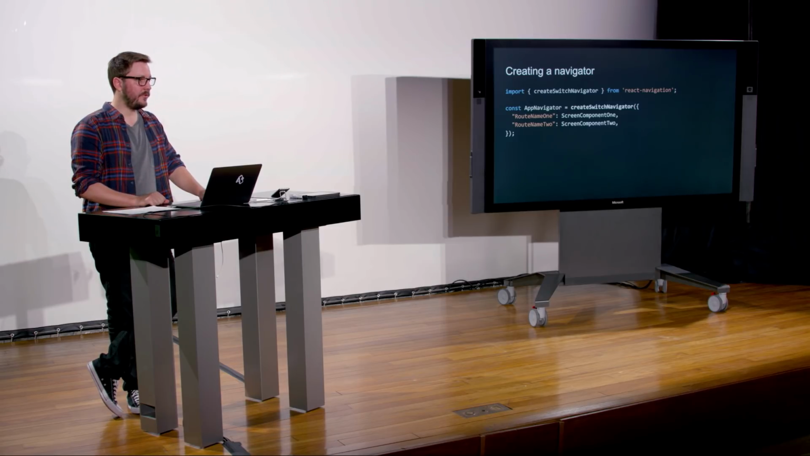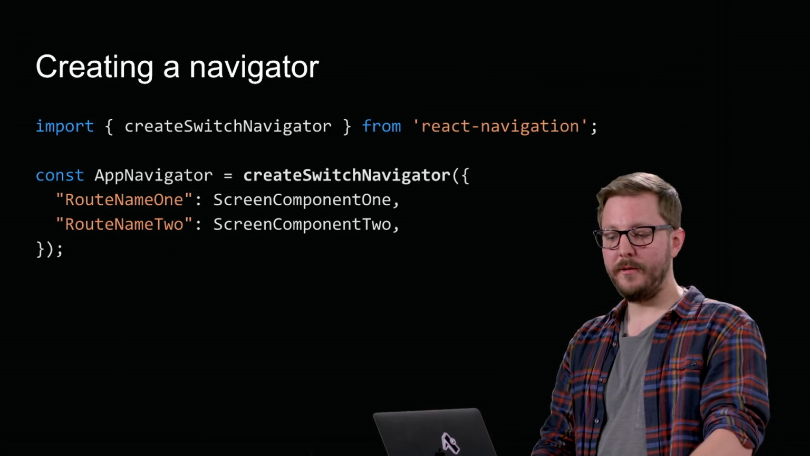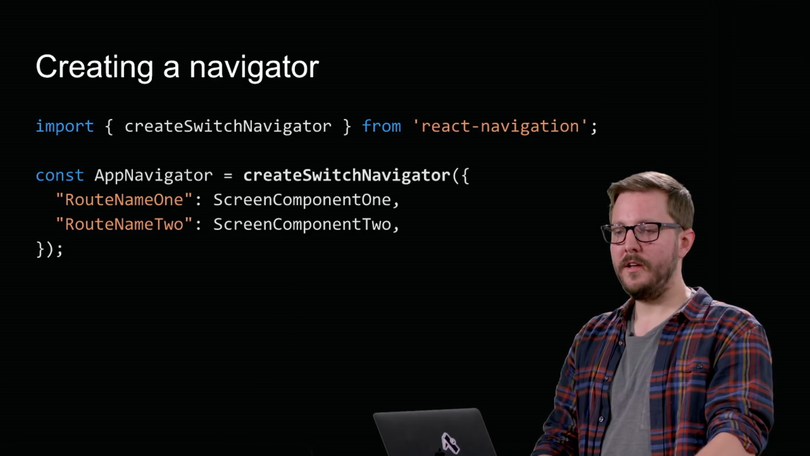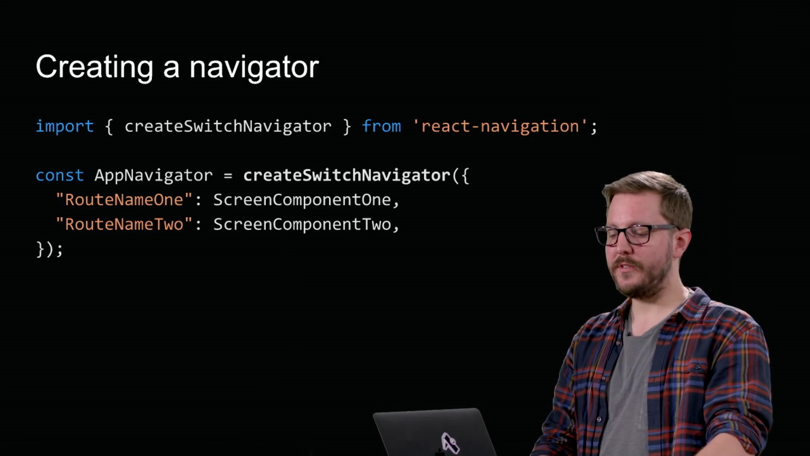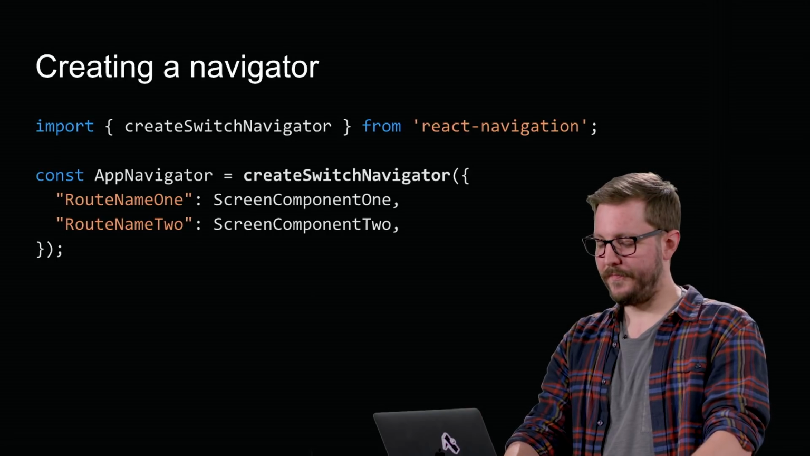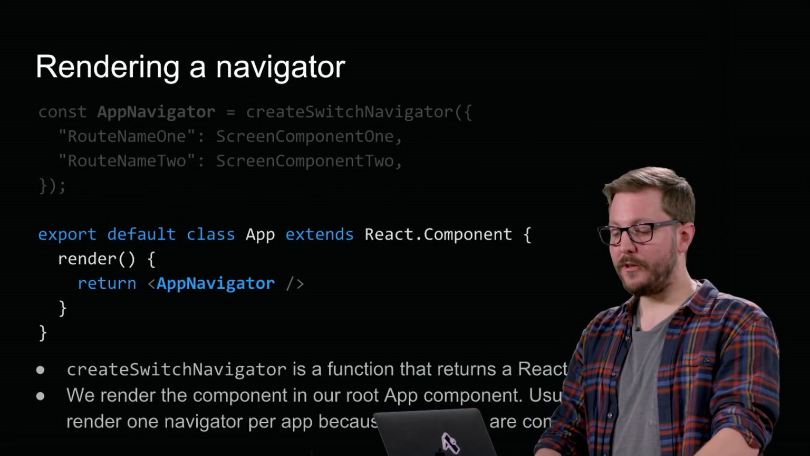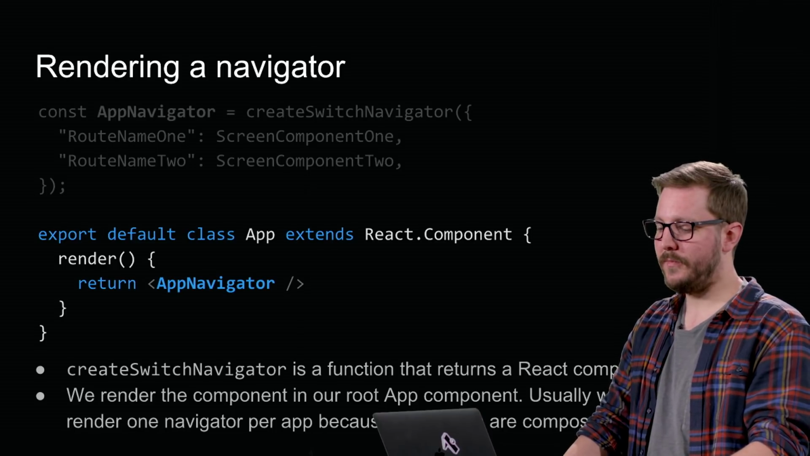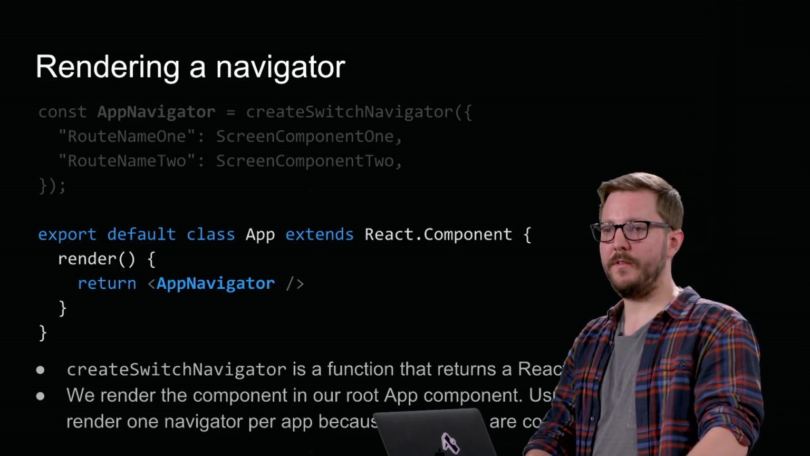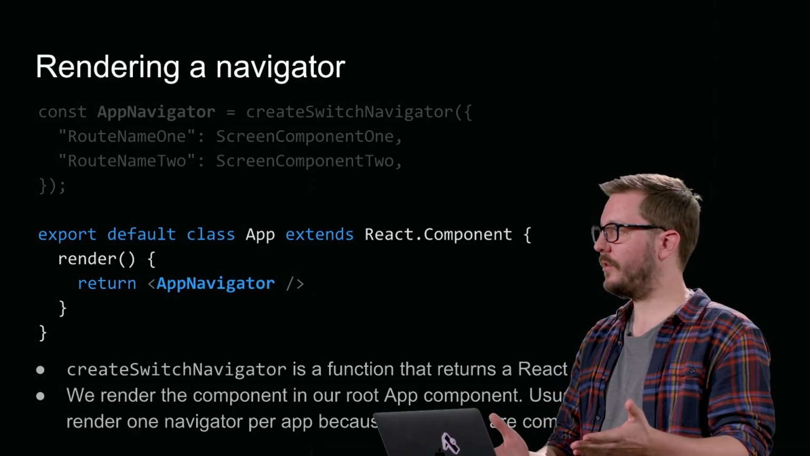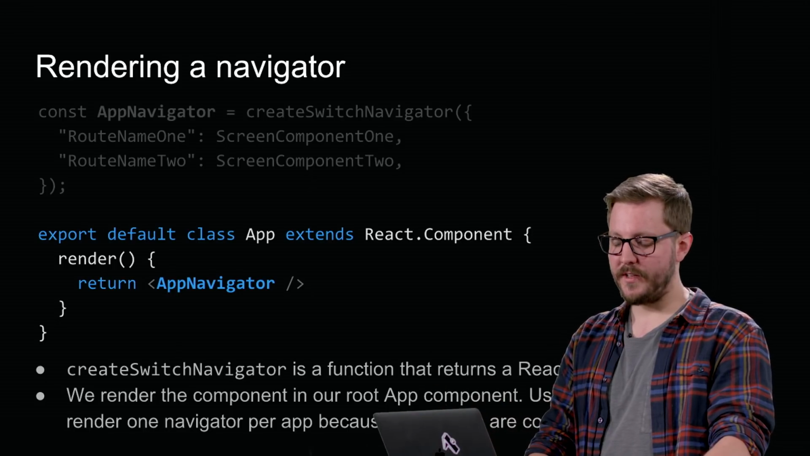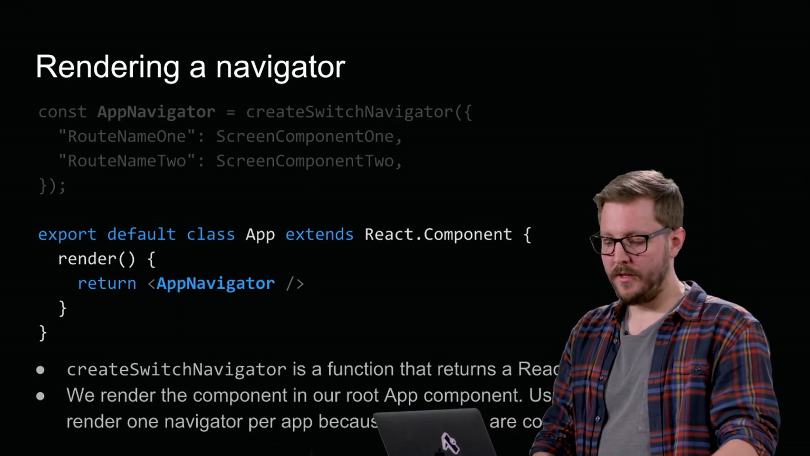All right, and so to create this navigator, we import createSwitchNavigator from React Navigation. We call it with a map where the keys are the names of the routes and the values are the screen components. When we actually want to render it, we just take the return value of the createSwitchNavigator function and we render it inside of our app component. Usually this is at the root of our app. And we'll see why that is, again, when we talk about composition.